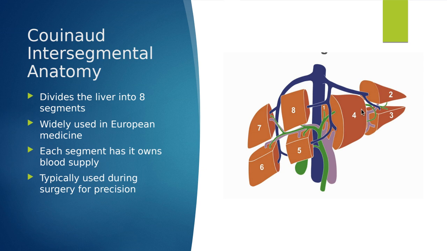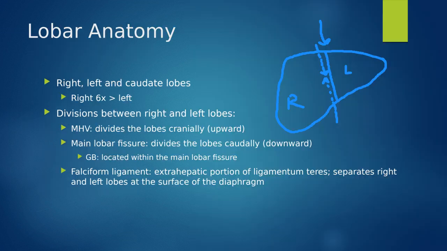The difference with Couinaud's is it divides the liver into 8 specific sections depending on the blood supply to those sections. A lot of liver surgeons, even in the US, will use this type of anatomic evaluation because it's a little bit more precise in evaluating the location of something. So you have to be aware that this exists, what the purpose of it is, and how it's a little bit different than the standard lobar anatomic eval.